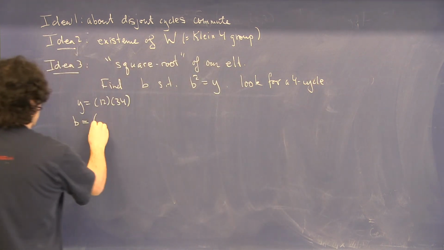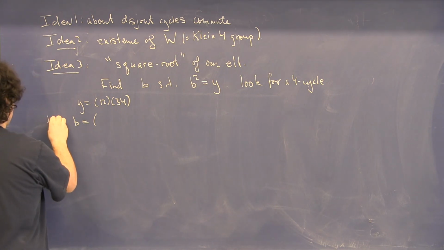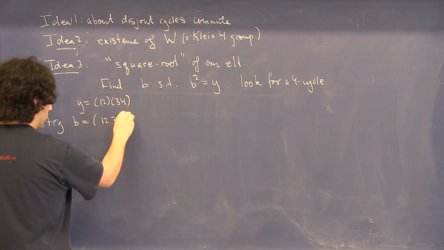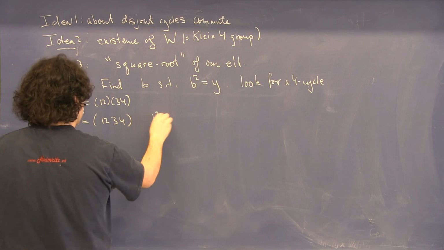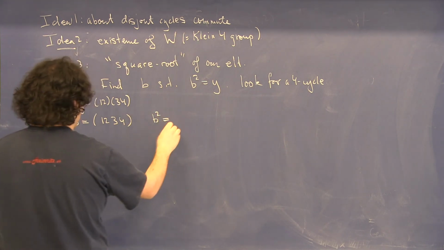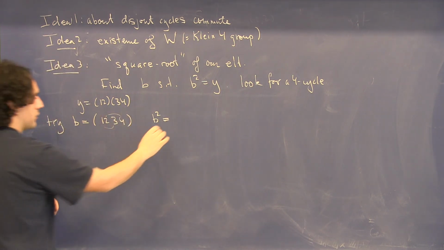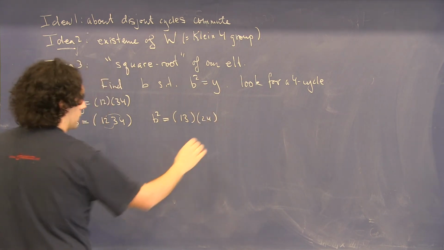Just to see how this works, we could try our favorite 4-cycle, (1 2 3 4). This won't work. What happens is, when you square, you sort of skip one, so you get (1 3)(2 4). So this is no good.